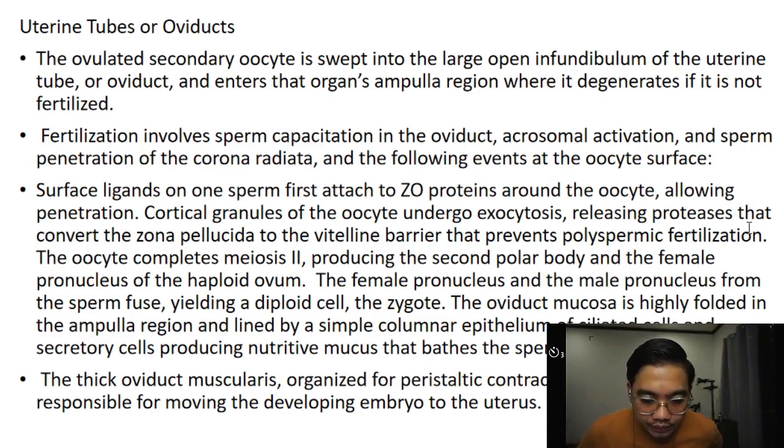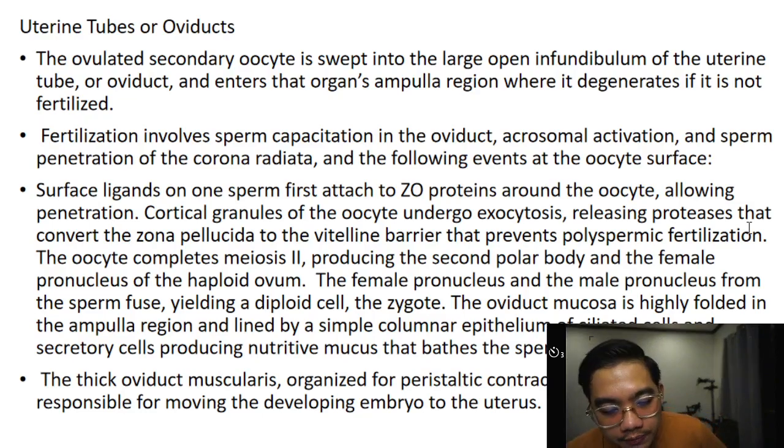So, that is now a diploid cell, no? It is no longer haploid. So, when the female pronucleus and the male pronucleus from the sperm fuse, they now yield a diploid cell, no? The zygote, also known as the zygote.